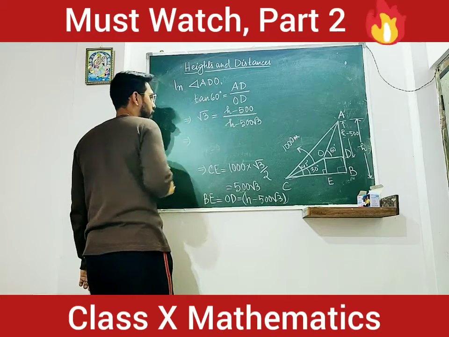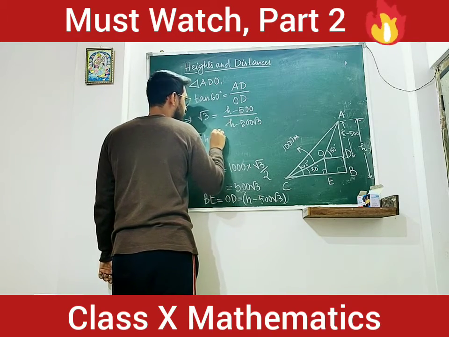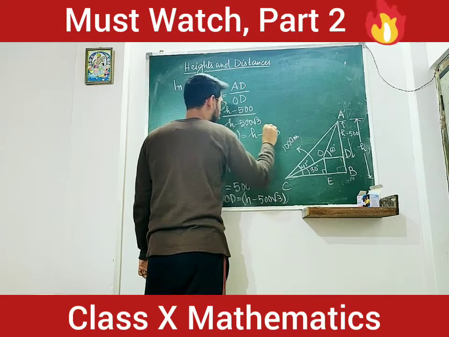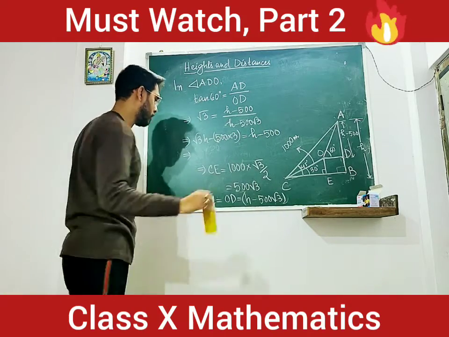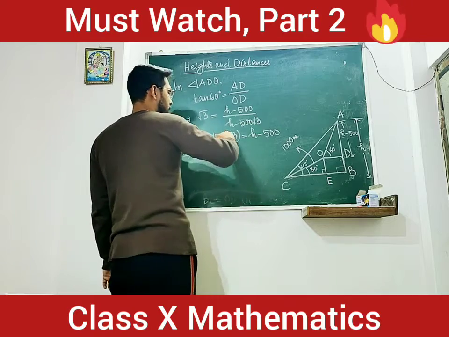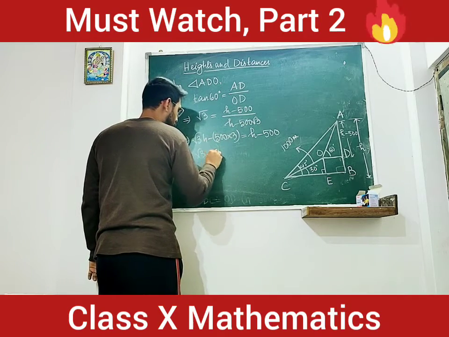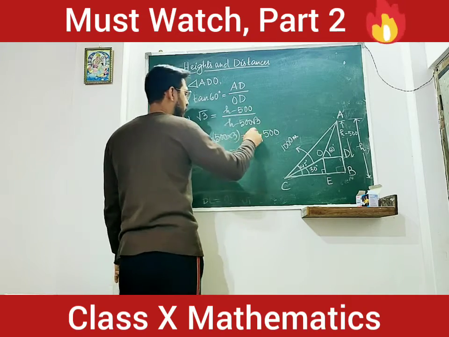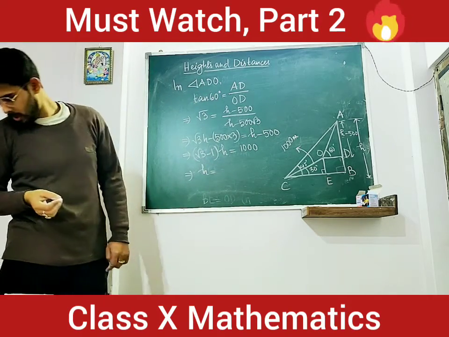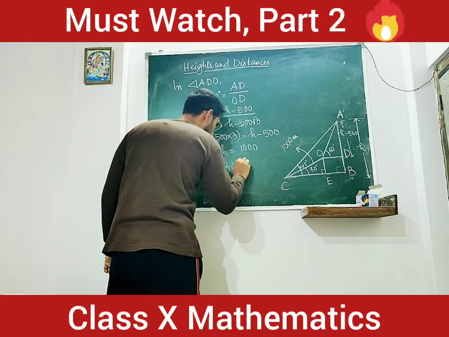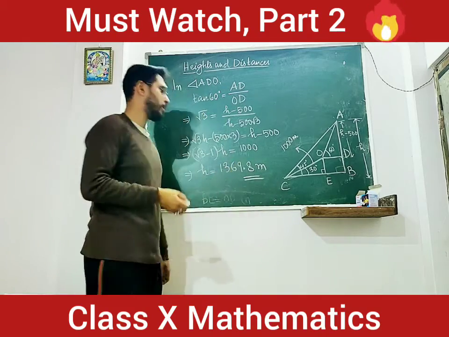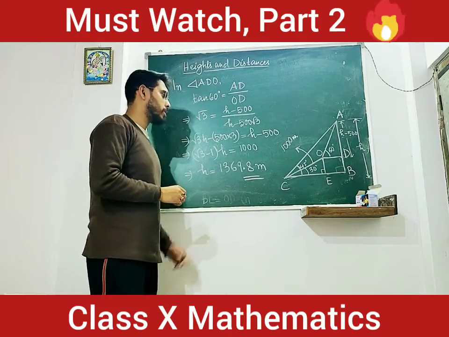So we just need to find out h. So root 3 into (h minus 500) equals h minus 500 root 3. So now we can wipe out the rest. So we just need to take h here and this will be going there. So root 3 minus 1 into h will be 500 goes there, minus 500, so it will be 1000. So finally the value of h comes out as 1369.8 meters, approximately. So that is the required height of the mountain. So this is how we are going to do this.